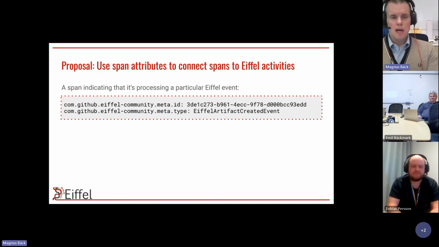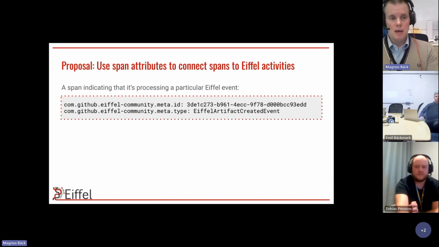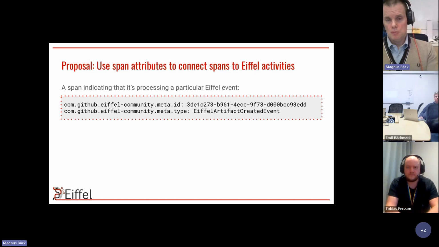as opposed to Eiffel events, span attributes, or attributes in general in OpenTelemetry, do have the semantic conventions that establish conventions for expressing particular things. But apart from that, you could add arbitrary attributes if you like. It's strongly suggested that you namespace them based on your company domain or similar. In our case, we don't have a domain, but we could use the GitHub domain, I'm thinking. So if you are processing a particular Eiffel event and you have a span for that, you could add span attributes like this to your span.